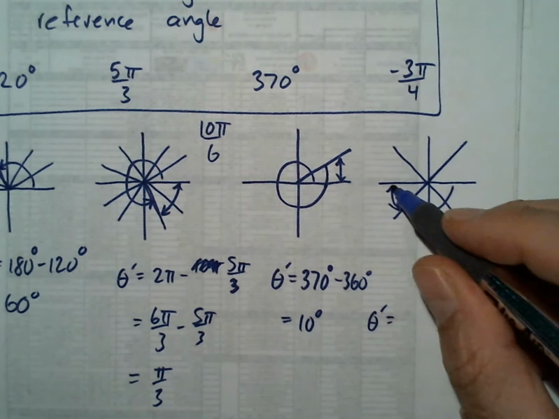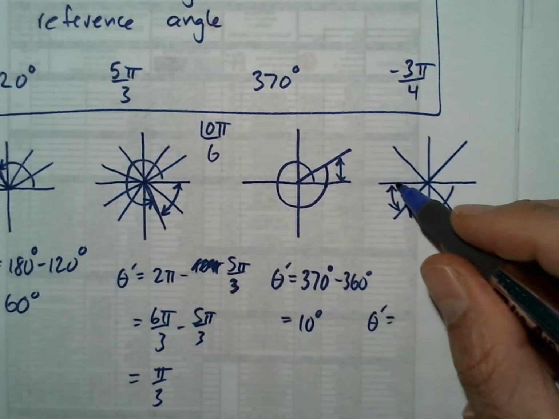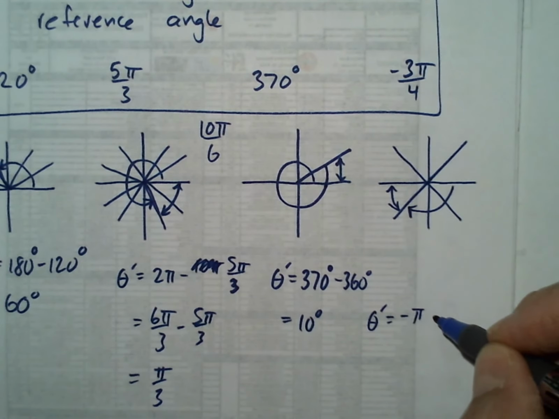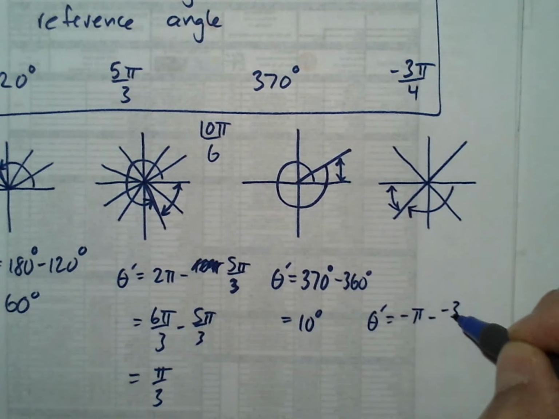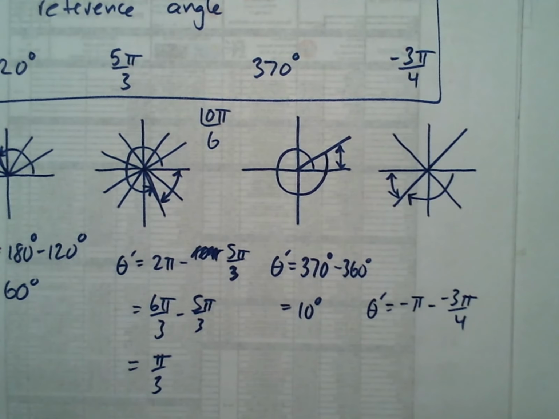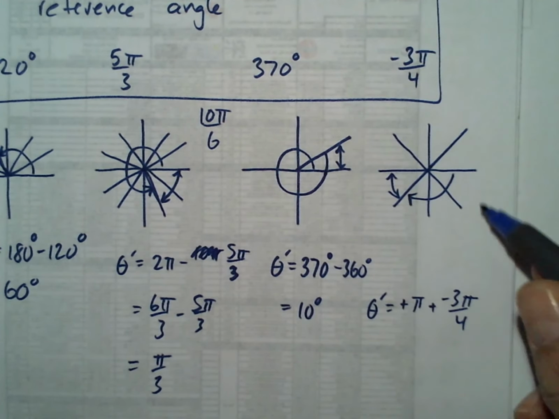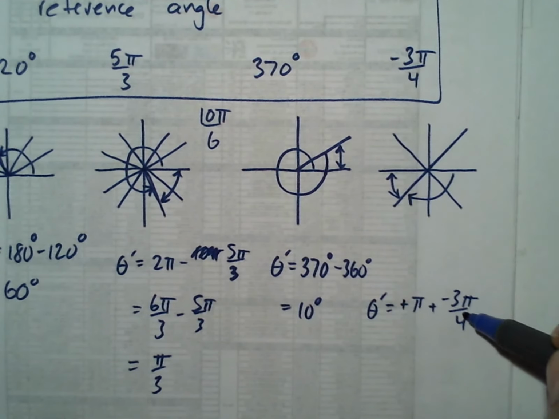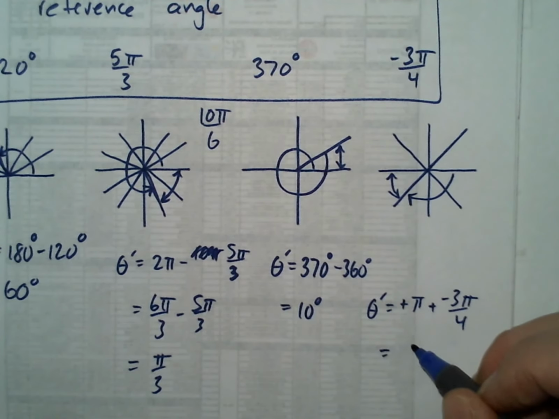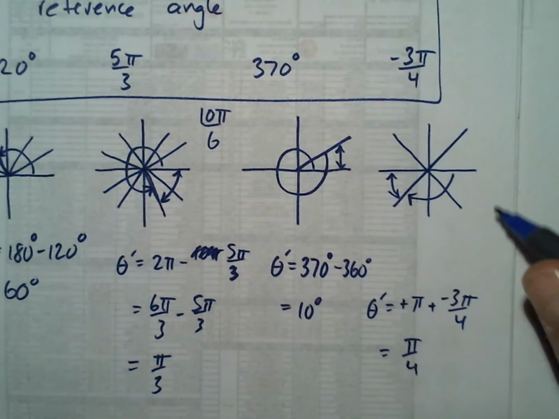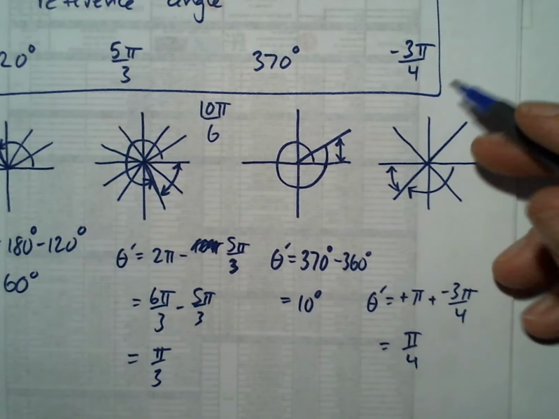Or we can go, it's negative pi minus negative 3 pi over 4. That's not going to work. It's going to give us a negative. So why don't we do pi minus 3 pi over 4, and then we'll get pi over 4. We just know that the reference angle will be positive.